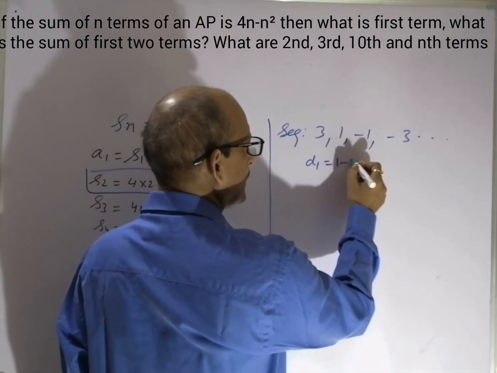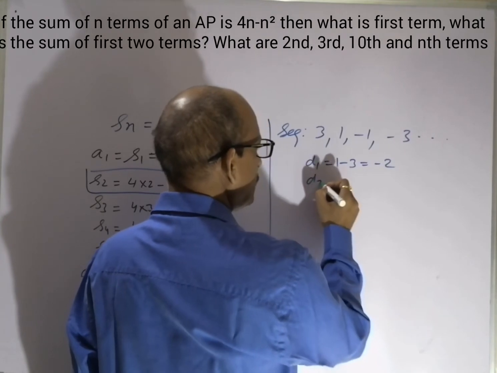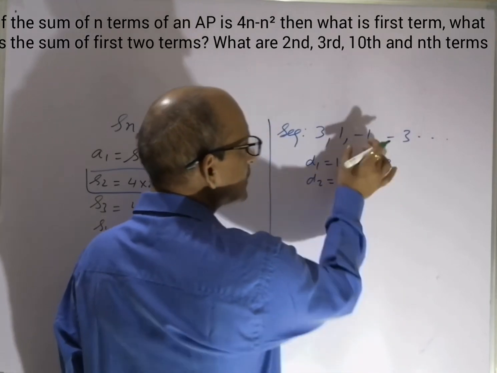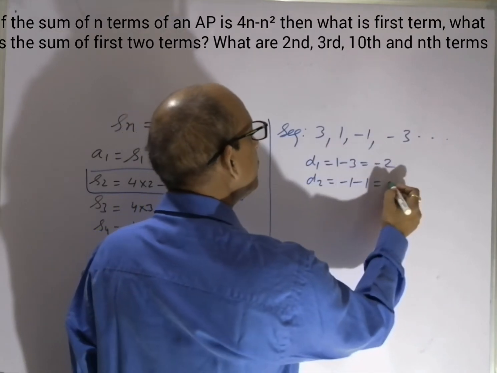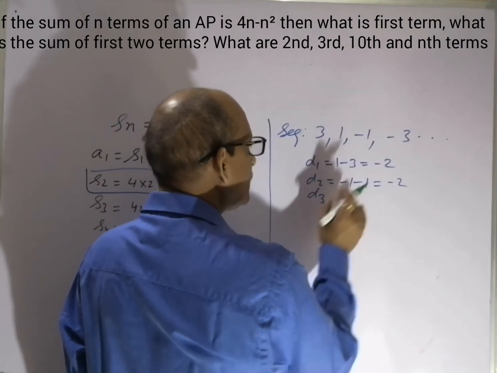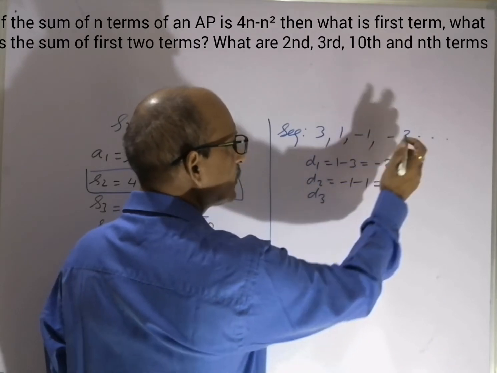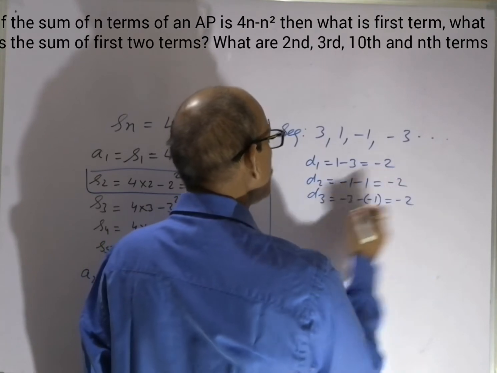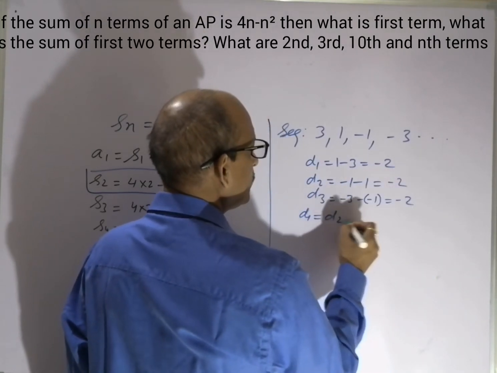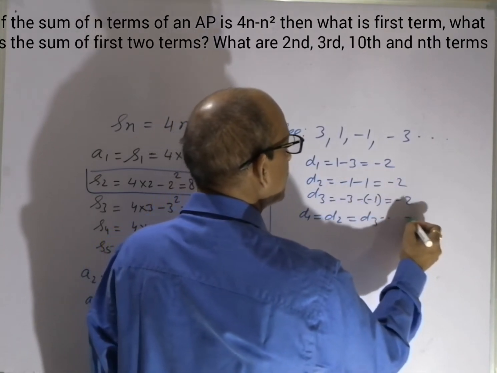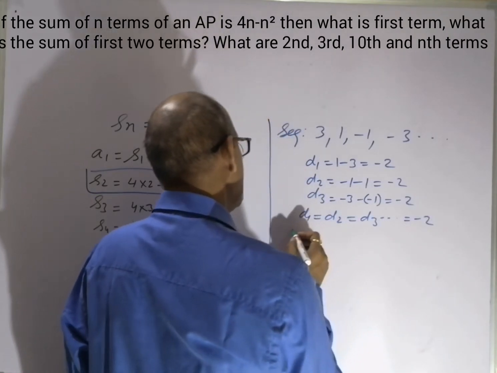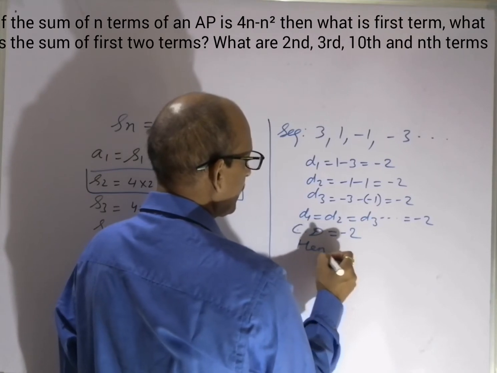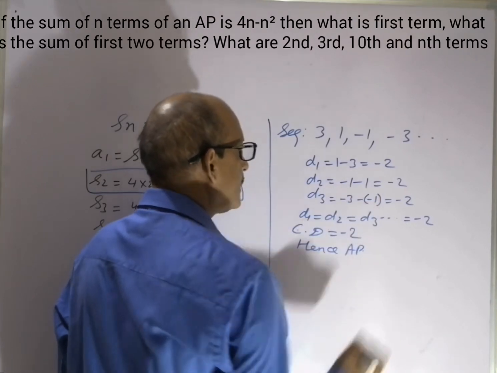So we can get here D1. D1 is equal to 1 minus 3, that is minus 2. Get D2. D2 means gap between second and third term, minus 2 again. D3 means gap between third and fourth term. So minus 3 minus of minus 1, that is again minus 2. So D1, D2, D3, all these are equal. That is minus 2. So it is AP. So common difference is minus 2. Hence it is an AP.